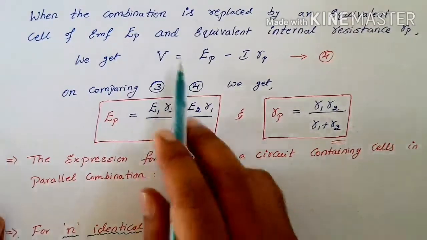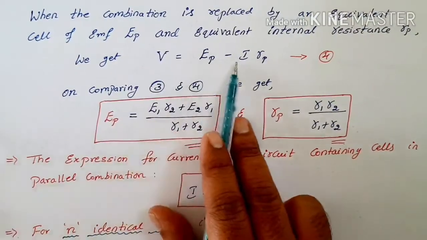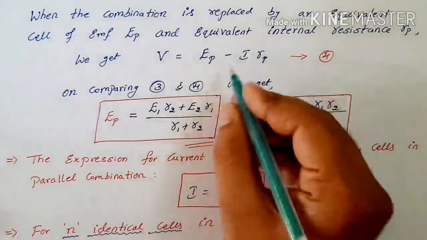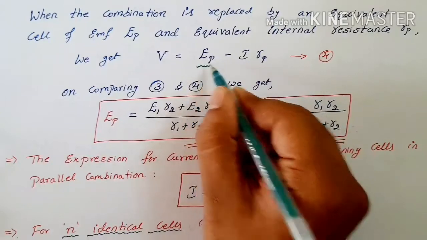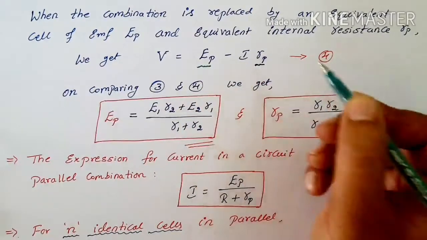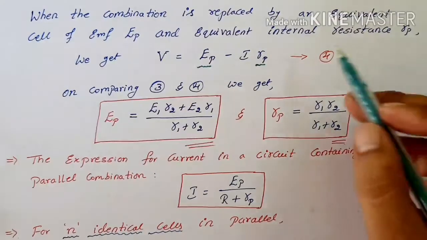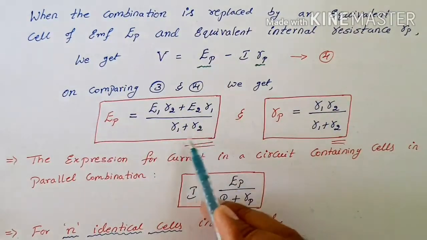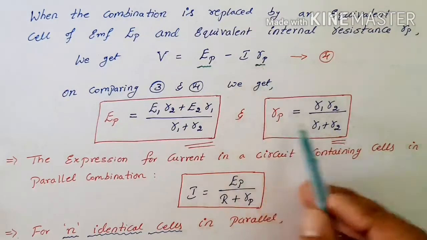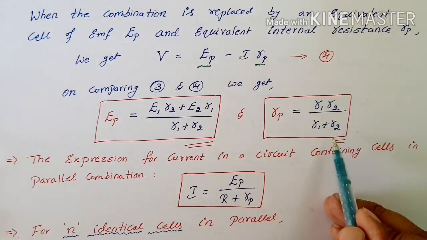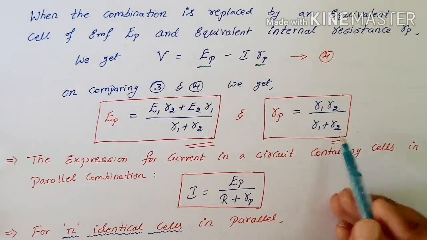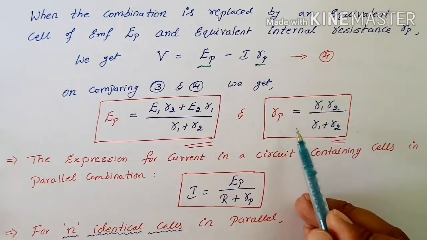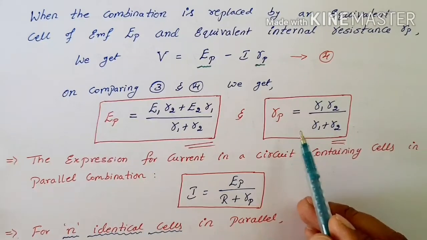Here for the equivalent circuit we can write V is equal to EP minus IRP. Now equate equation 3 and 4. Compare the EP and RP in the previous equation and this equation. Then you can write EP as (E1 R2 plus E2 R1) by (R1 plus R2) and RP as R1 R2 by R1 plus R2. Okay, so this is the equivalent EMF and equivalent internal resistance when two cells are connected in parallel.